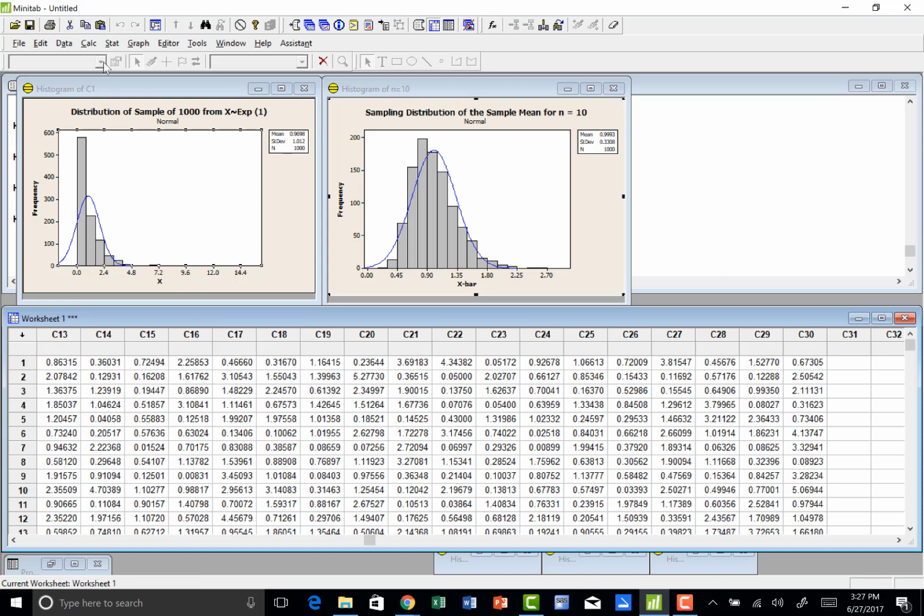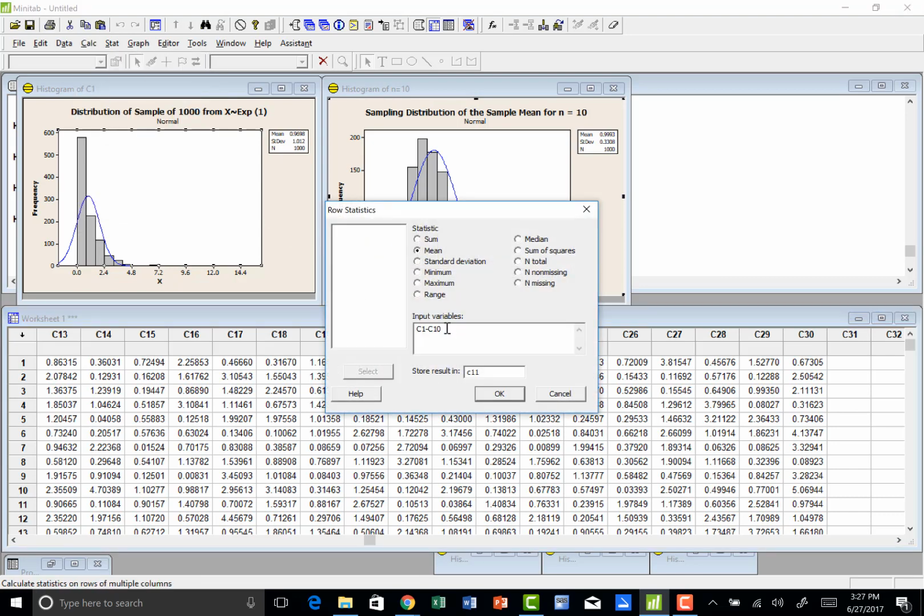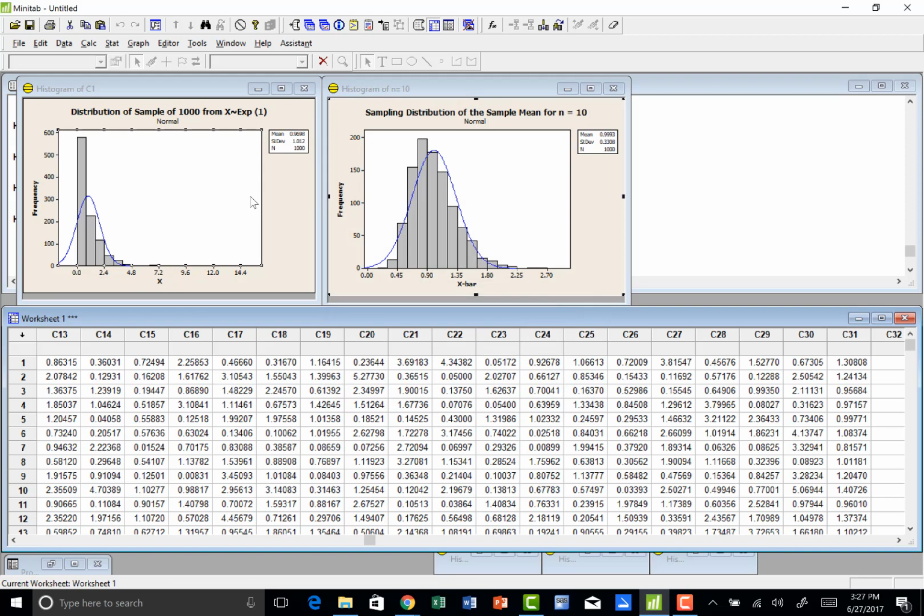Now it's time to calculate the row statistics. This time it's C30. Store it in C31. Okay. So now we have the sampling distribution of the sample mean for samples of size 30, and now it's time to graph it.